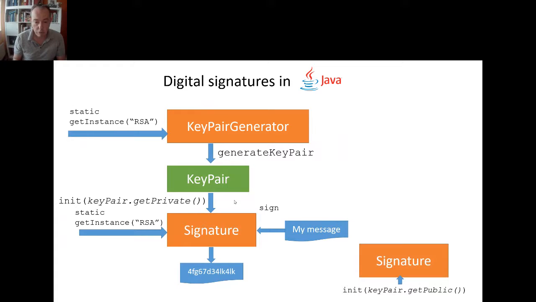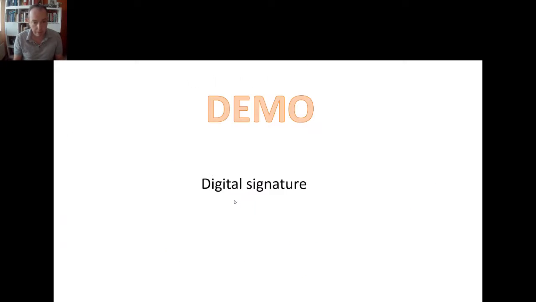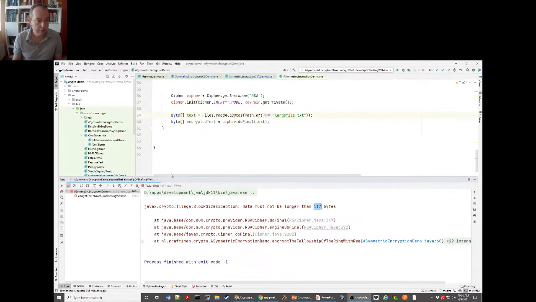Again, if you want to verify the signature, you initialize the signature class with key pair get public, and then you call a method called update on that to put in the message, because now you don't have an encrypted piece of data, but just the message. And you say, okay, verify this, and out comes a Boolean true or false if the signature is actually correct. So nothing else comes out of it, because that would be information leaking. So I'll give you a quick demo of that as well.